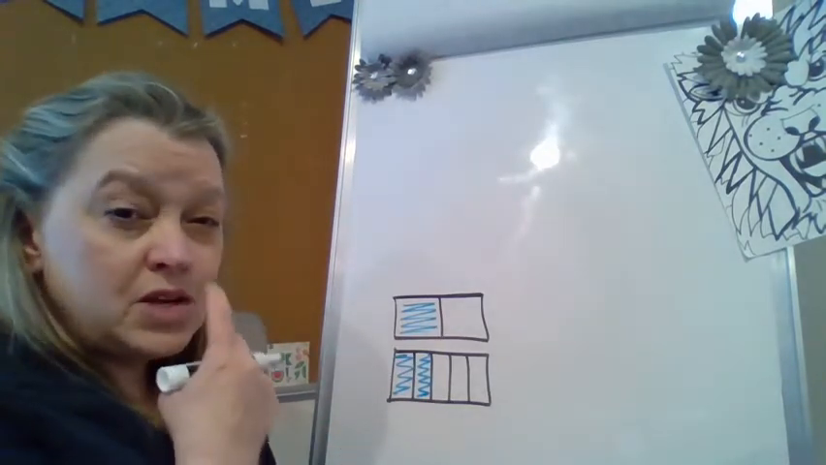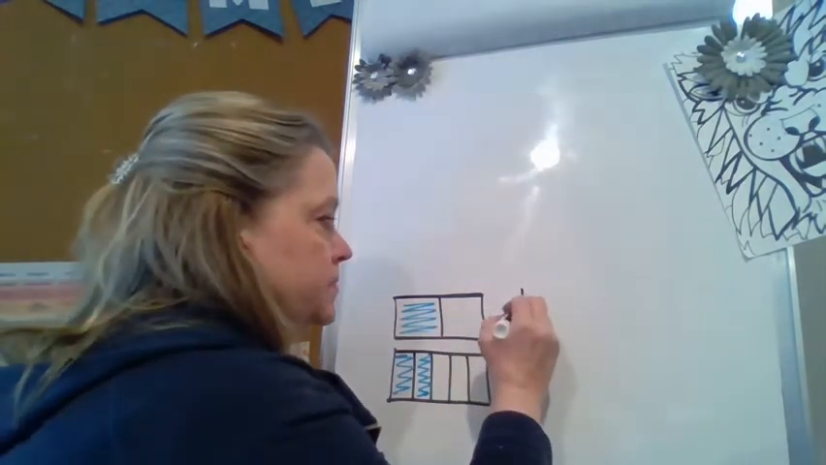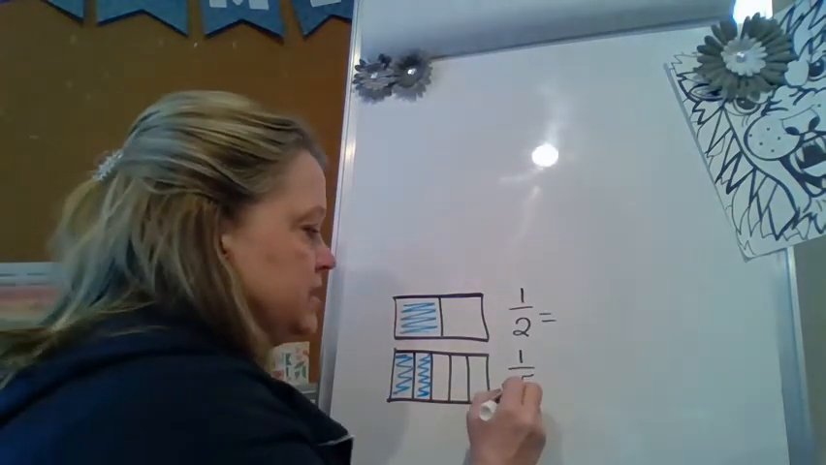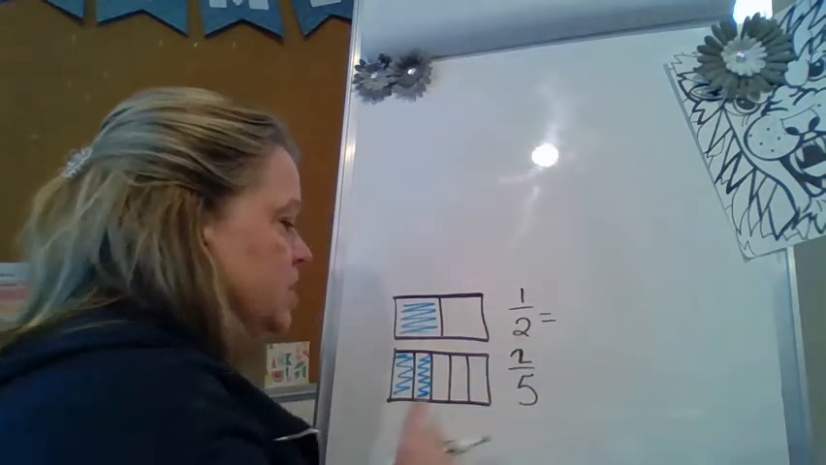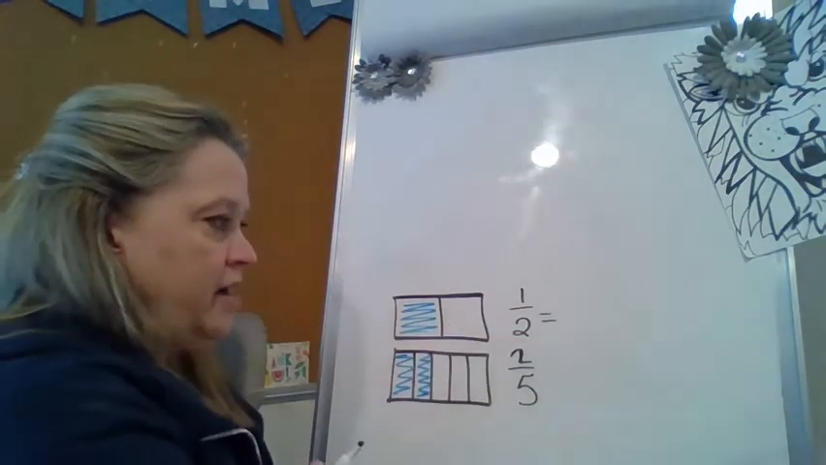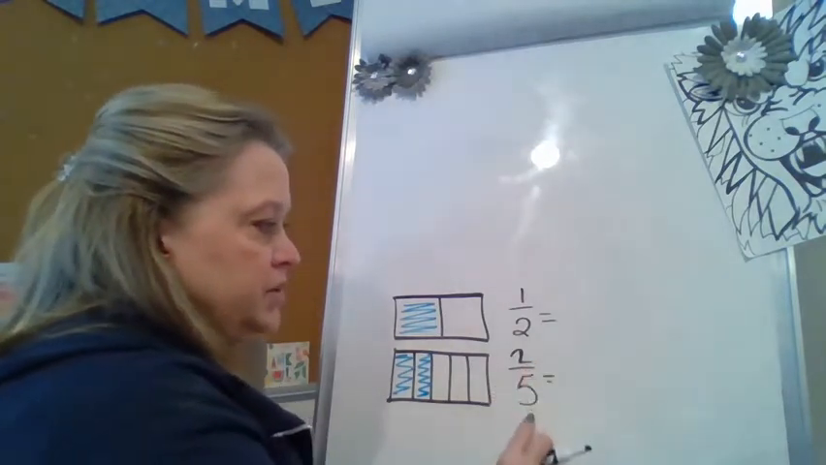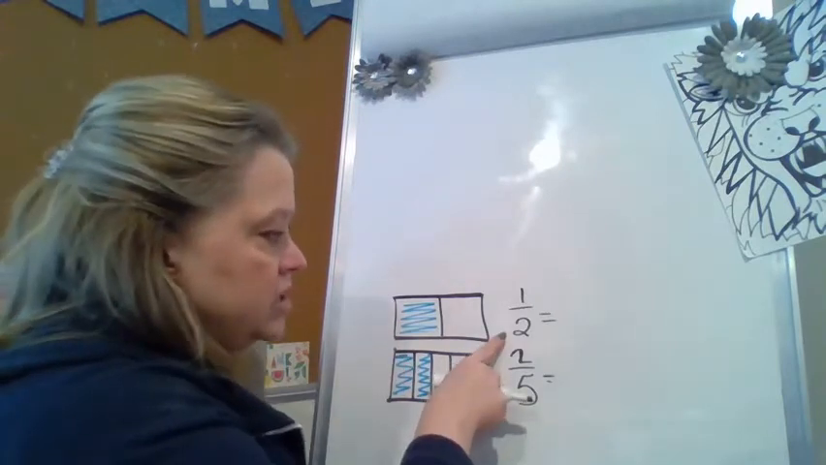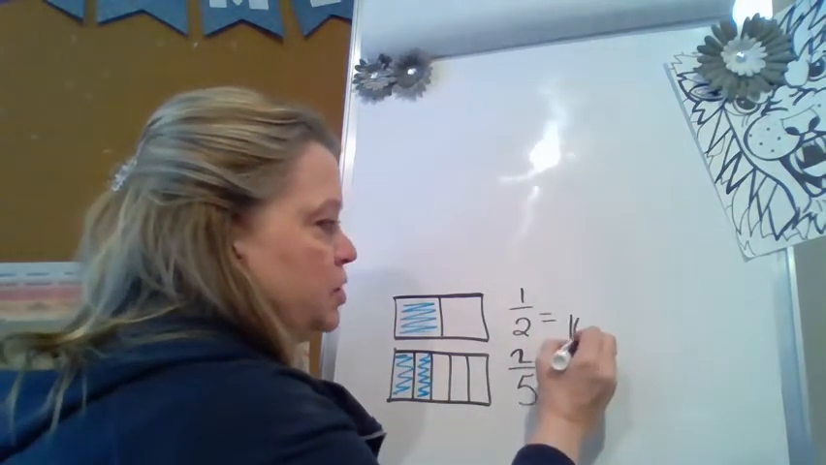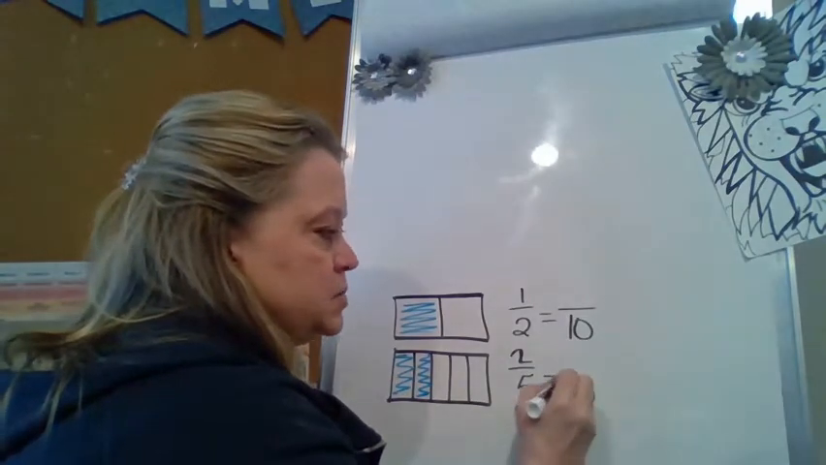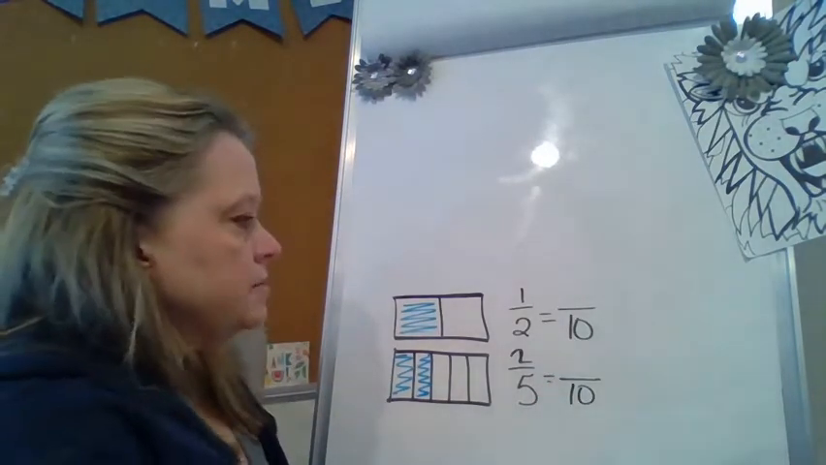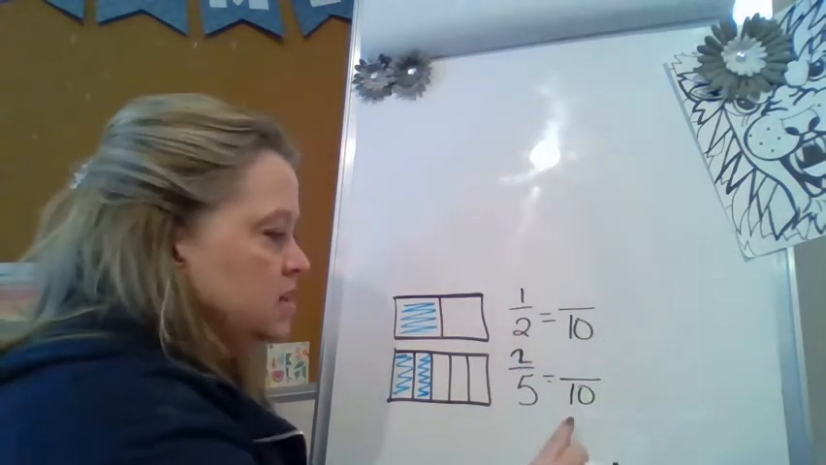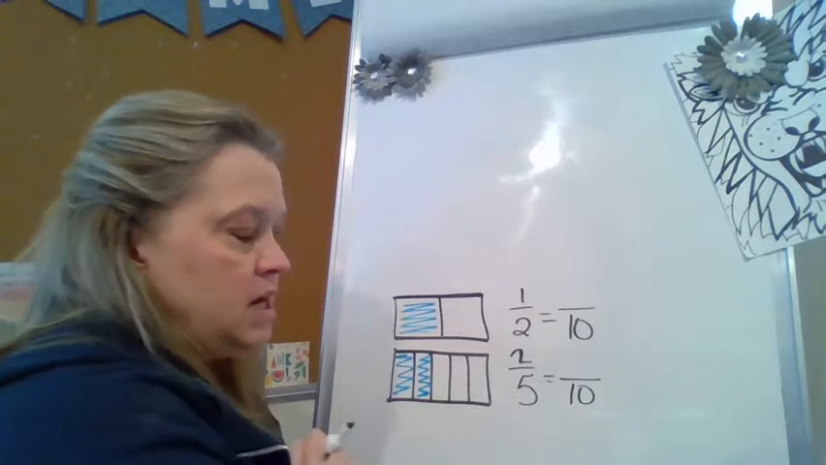Okay, so we want to decide which one's greater. To do that, we want to make sure that we make each one into the same amount, the same chunks. So in this case, we have 2/5 and we have 1/2. I want to make both denominators a new denominator that's the same in both. I know that 2 and 5 are both factors of 10. So that's what I'm going to do. I'm going to figure out what is the same as 1/2 when the denominator is 10. What is the same as 2/5 when the denominator is 10?